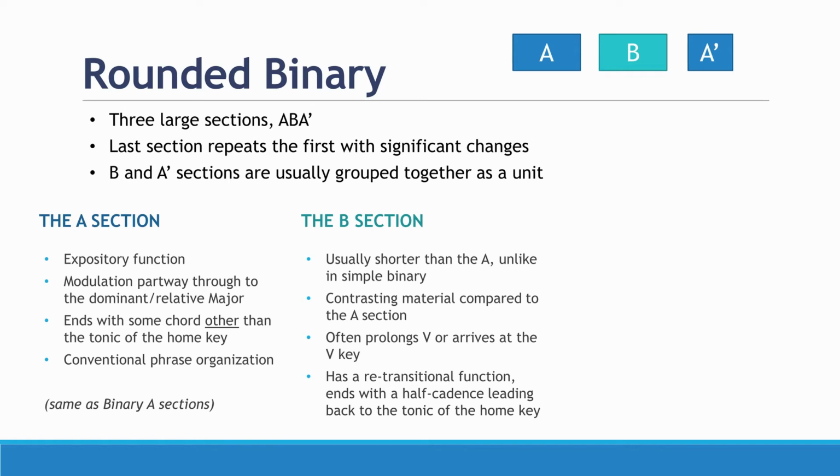So retransitional is basically just saying we have to get back to the point where A can come back, therefore we have to get back to the home key in some kind of way. And the most common way that Bs do that is by landing on 5 of the home key at the very ending of the B.